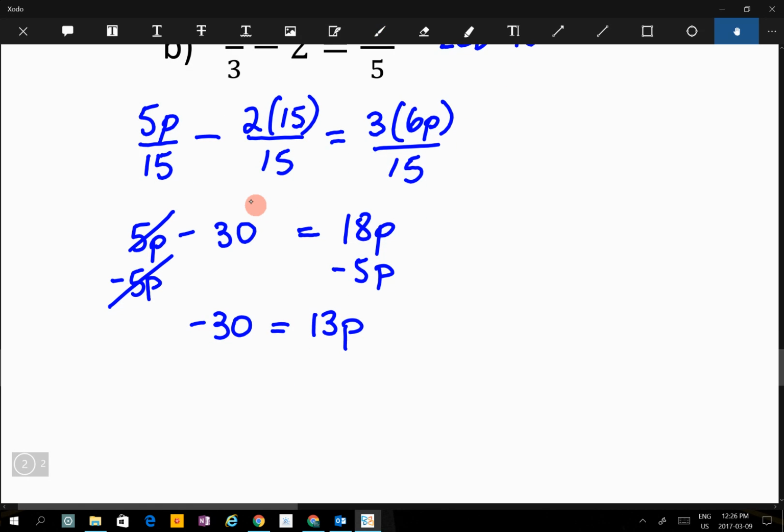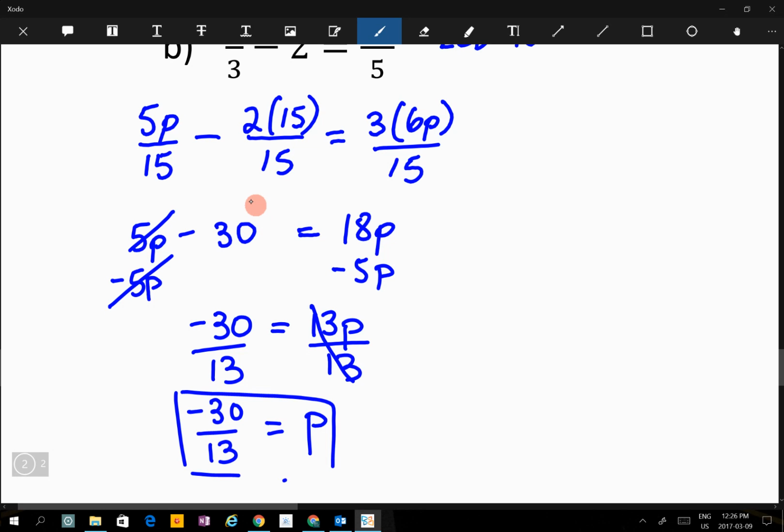If I divide this side by 13 and this side by 13, I'll get my answer. And it's all right to put the variable on the right side, so I have p over here. Negative 30 over 13 would be my final answer. And just to make sure we write this in proper form, you can commute both sides, so you can express this as p equals negative 30 over 13.